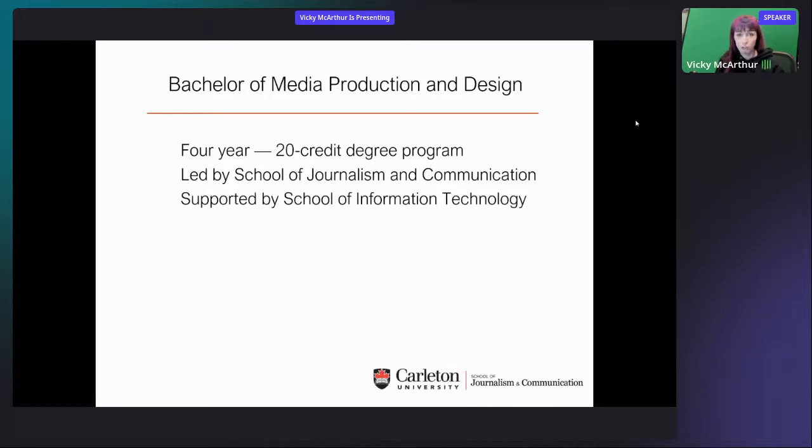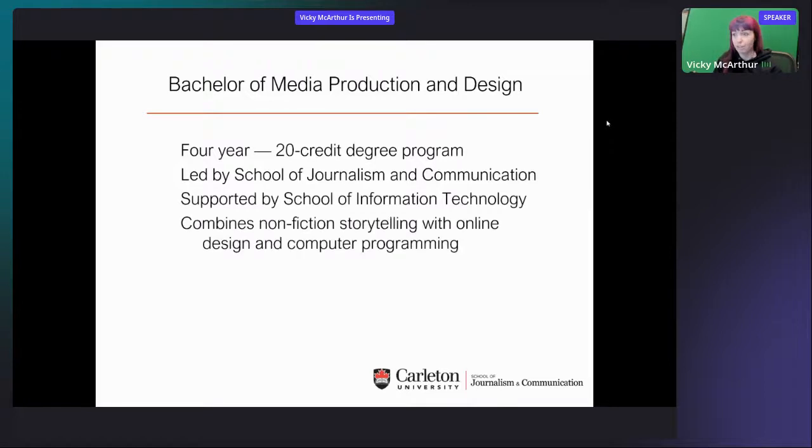So of the 20 credits, 3.5 of those credits are courses that are offered by the School of IT, and about 7.5 are MPAD courses, so offered by our core faculty. There are a couple of credits that are journalism courses, so you share with the School of Journalism, and then 8.0 free credits and electives. So they can be almost anything that you wanted to take while you're at university.